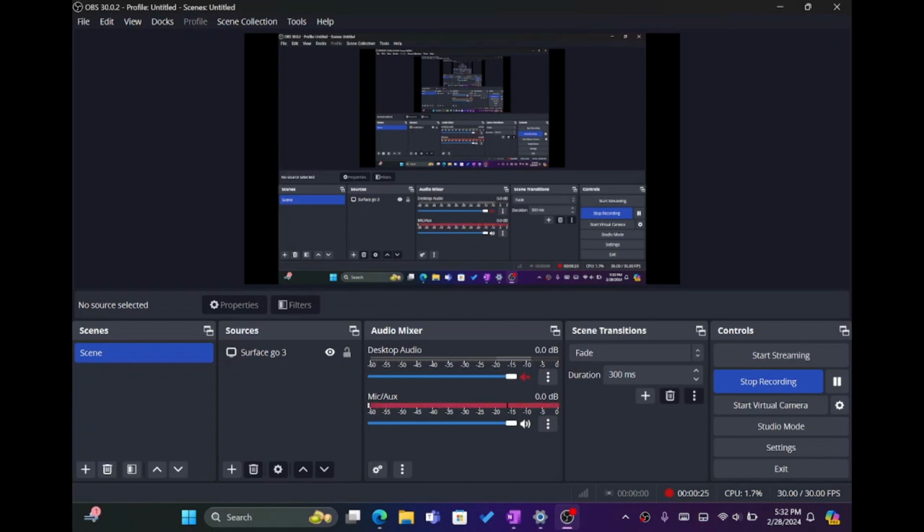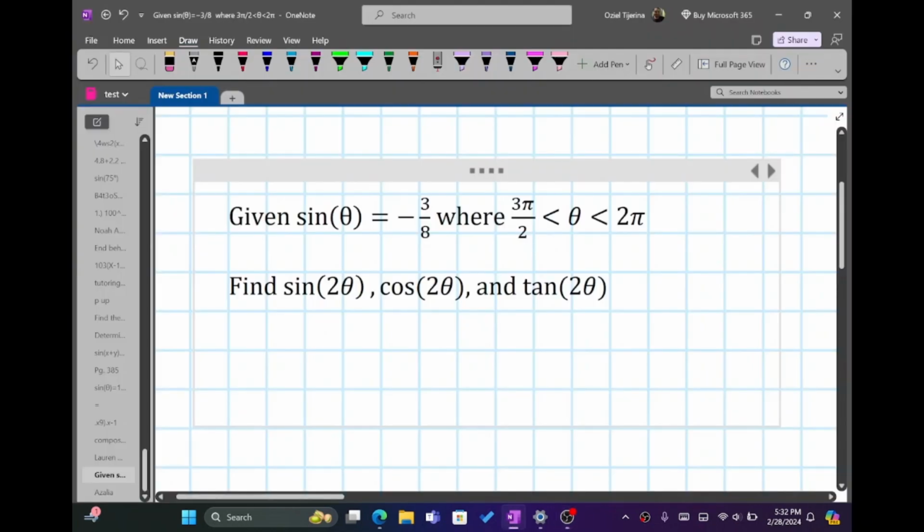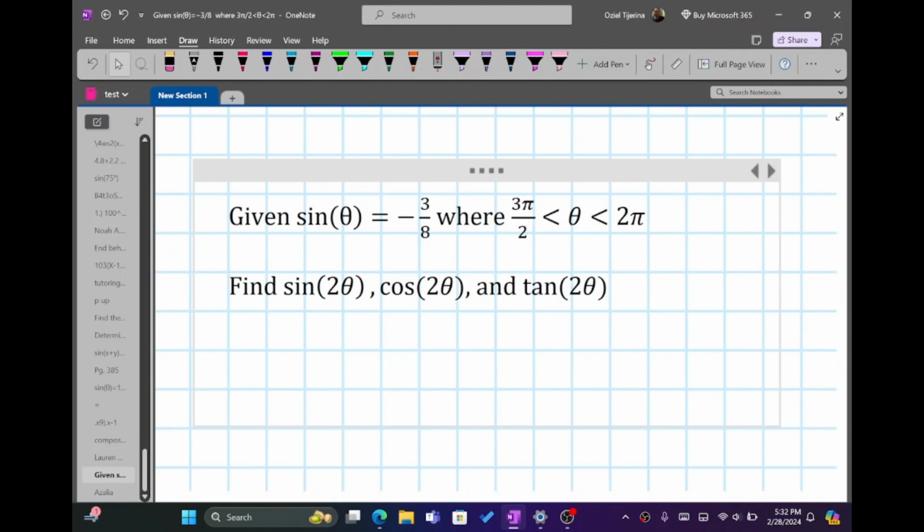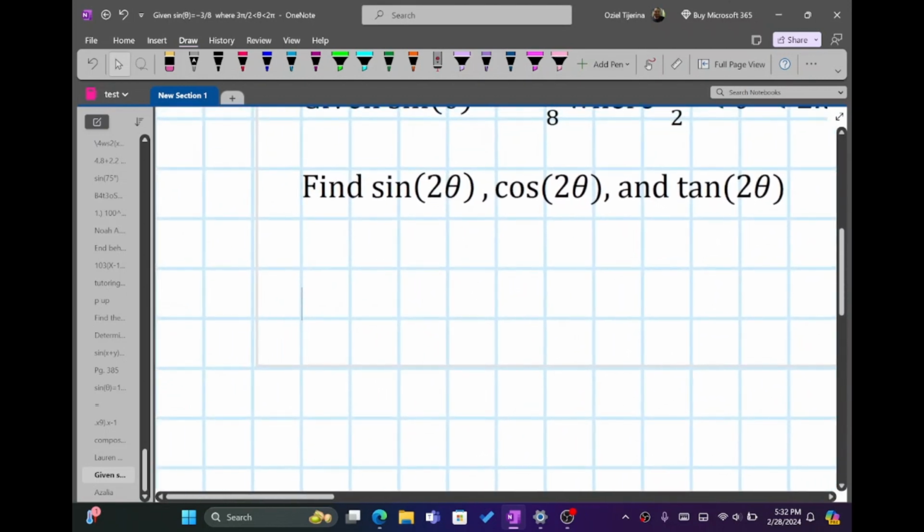Now, in this video, we're going to go over this problem. We are given sine of theta equals -3/8, where 3 pi over 2 is less than theta is less than 2 pi. Find sine theta, sine of 2 theta, cosine of 2 theta, and tangent of 2 theta. Now, there are two ways to do this, and I don't want to drag it on, but I'm going to write down the different formulas.